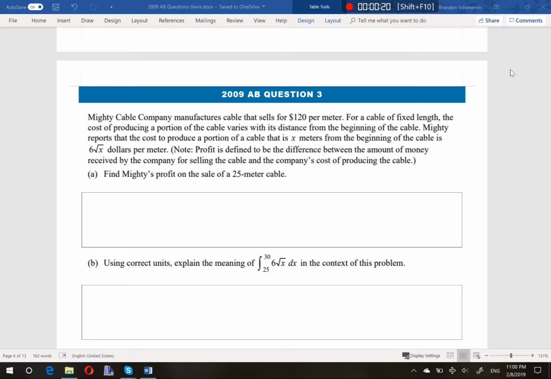So question 3, this is without a calculator, I believe. Double check that. I believe so. Okay. So question 3. The Mighty Cable Company manufactures cable that sells for $120 per meter. For a cable of fixed length, the cost of producing a portion of cable varies with its distance from the beginning of the cable. Mighty reports that the cost to produce a portion of the cable that is x meters from the beginning of the cable is 6 root x dollars per meter. First, we want to find the profit on the sale of a 25 meter cable.